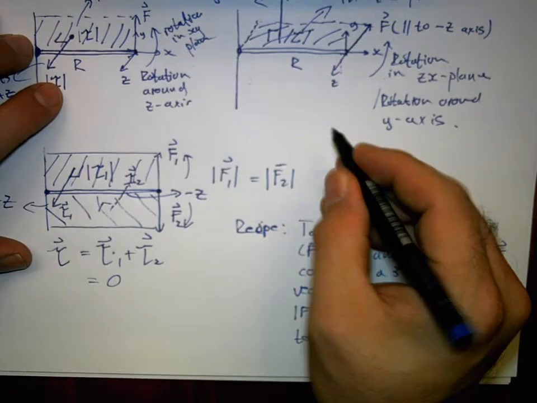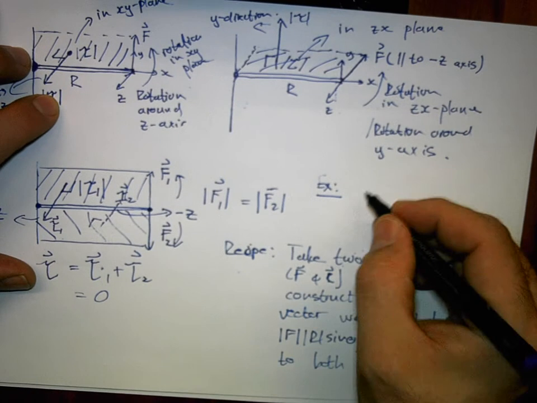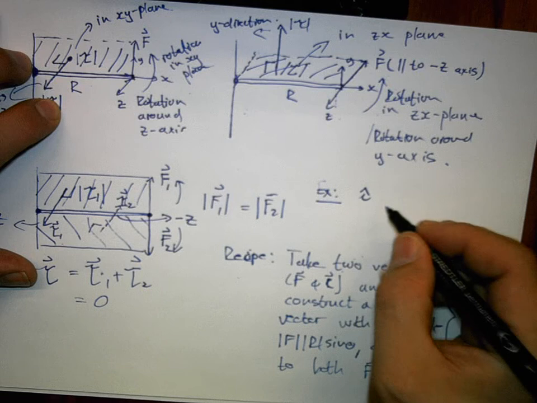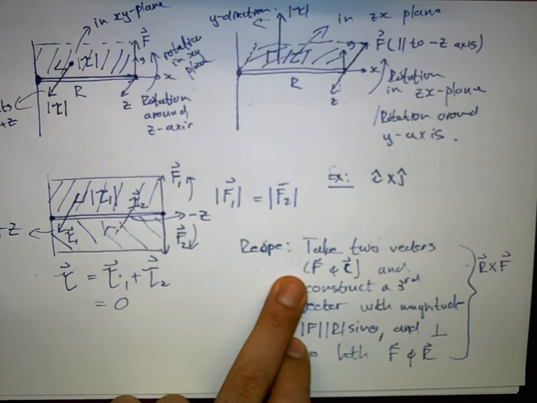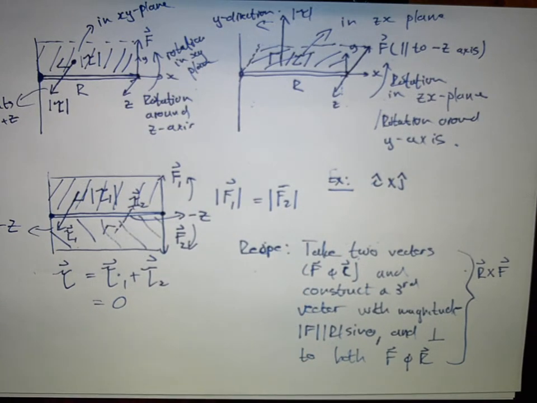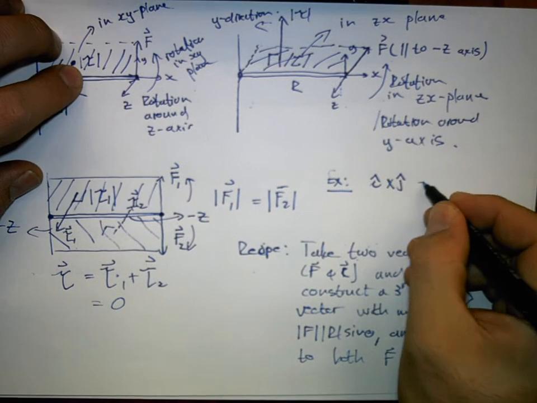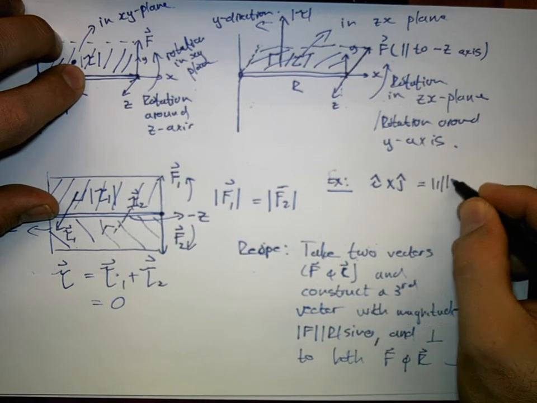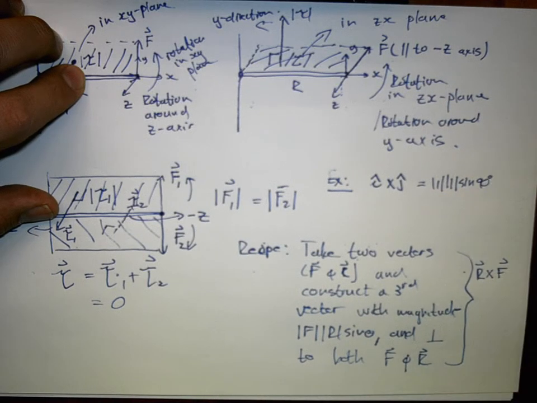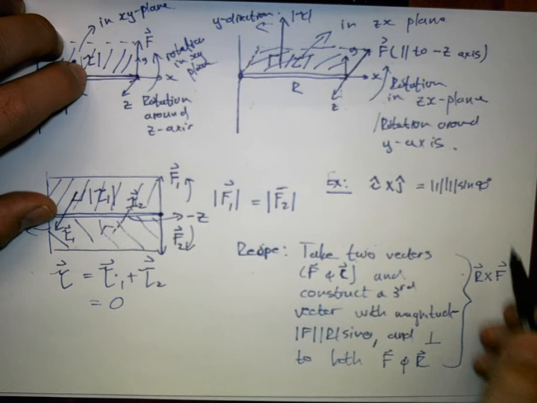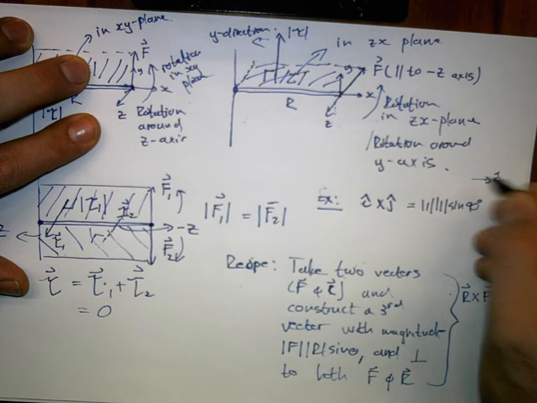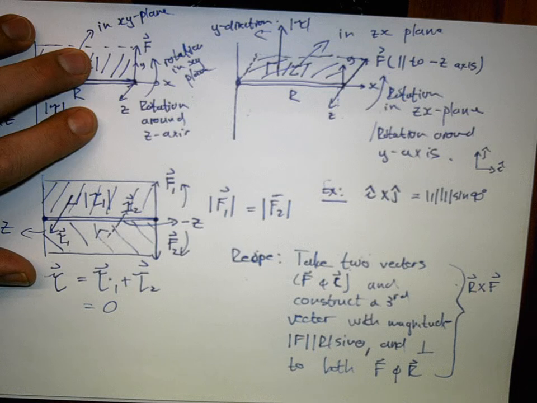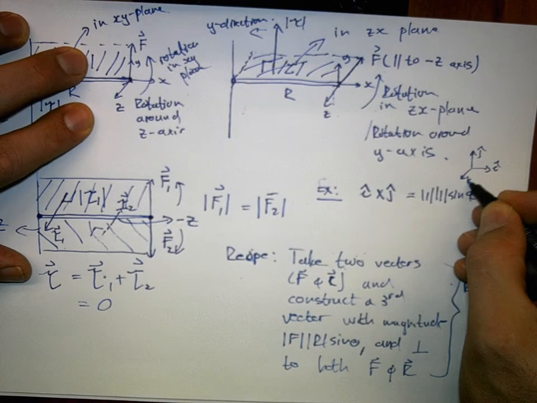So for example, let's look at the cross product between the unit vector along the x-axis and the unit vector along the y-axis. And let's think about our recipe. We must construct a vector with the magnitude of this times the magnitude of that times the sine of the angle between them. So i has got magnitude 1, j has got magnitude 1, sine 90 degrees, because the angle between i and j is 90 degrees, and this vector must be perpendicular to both i and j. So if i points in that direction, j points in that direction, the only options we've really got is either something pointing out of the page or something pointing into the page.